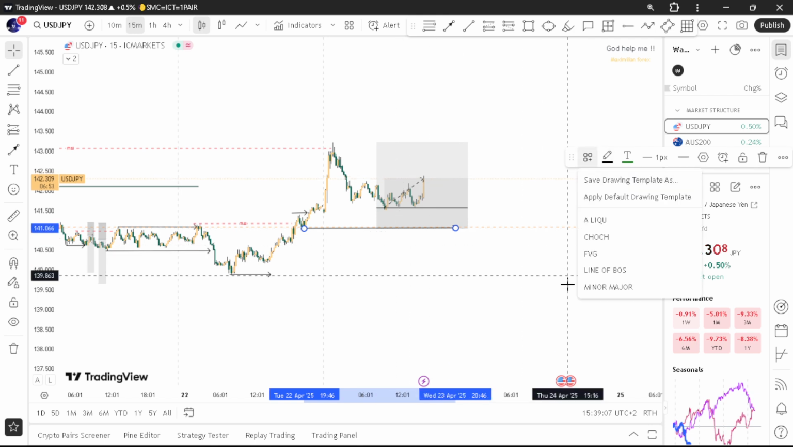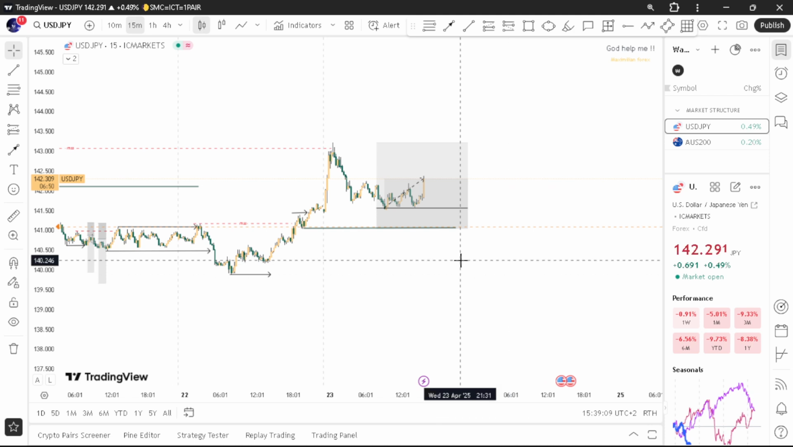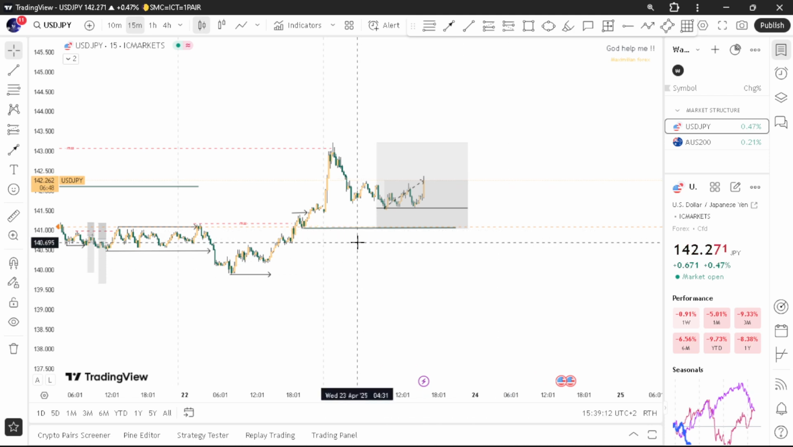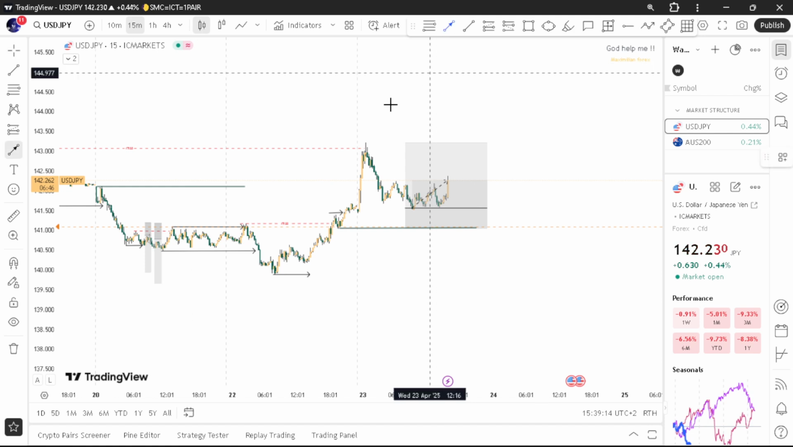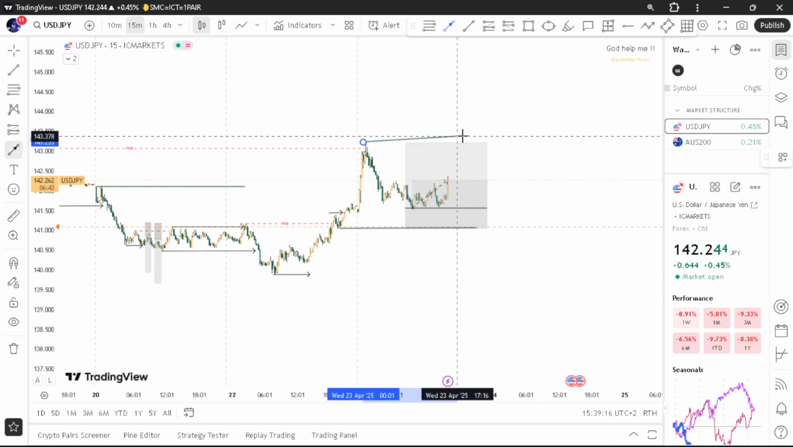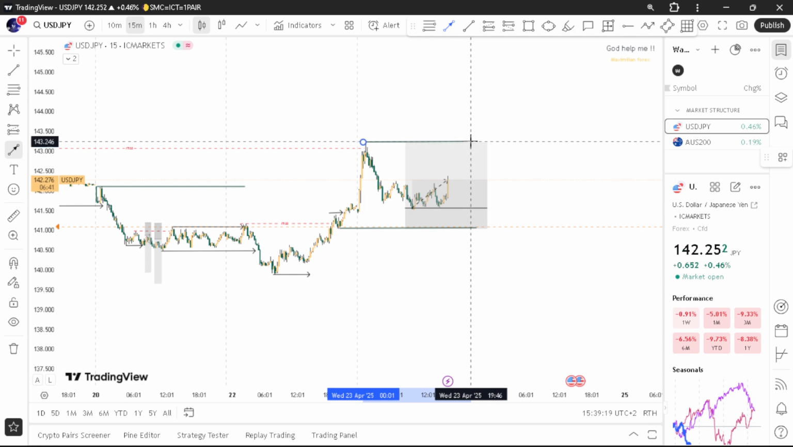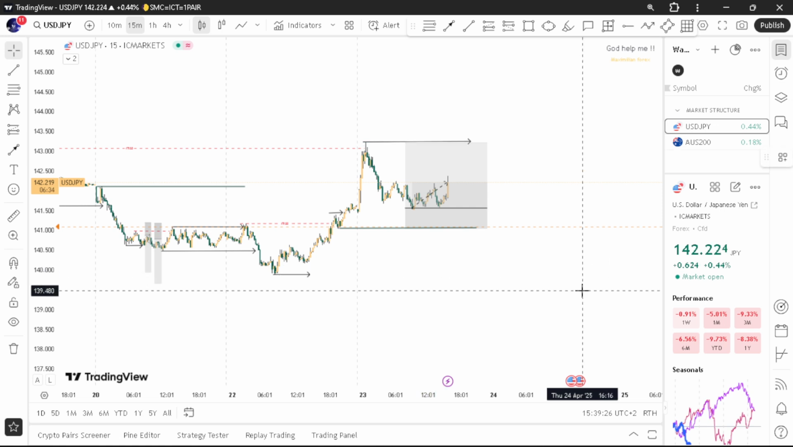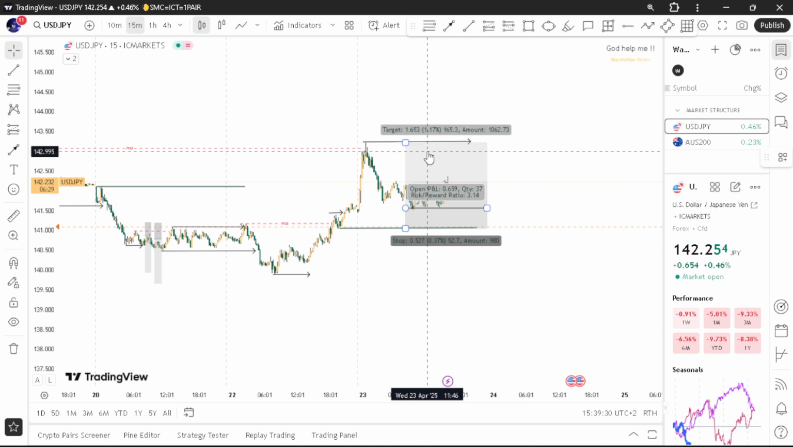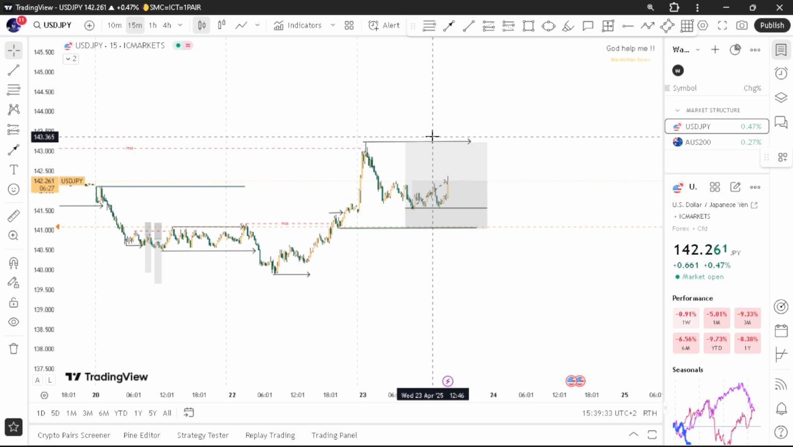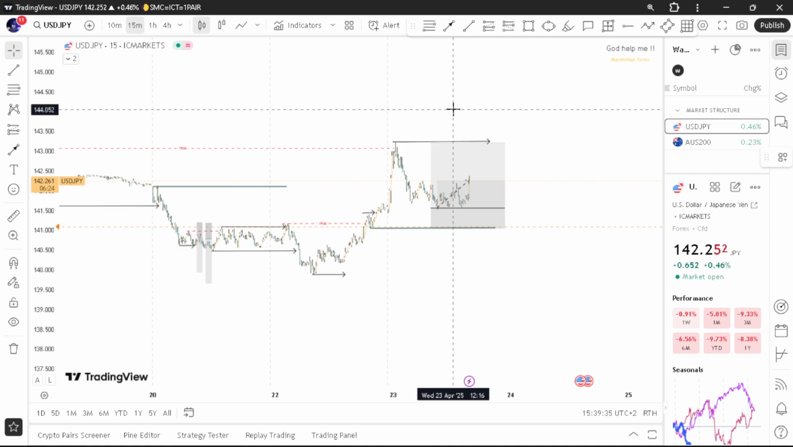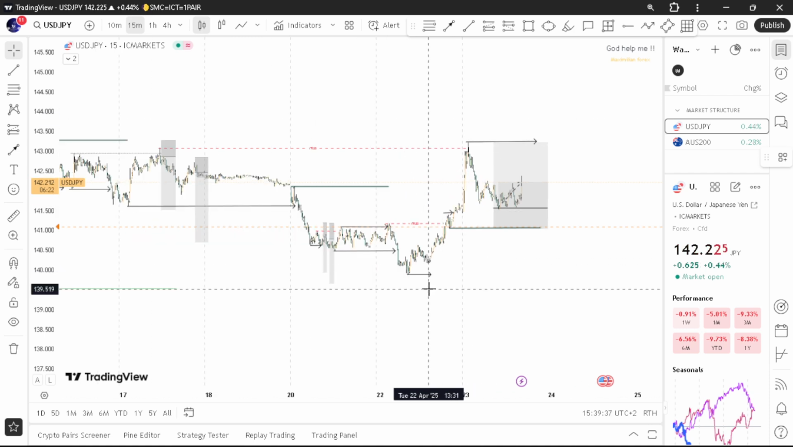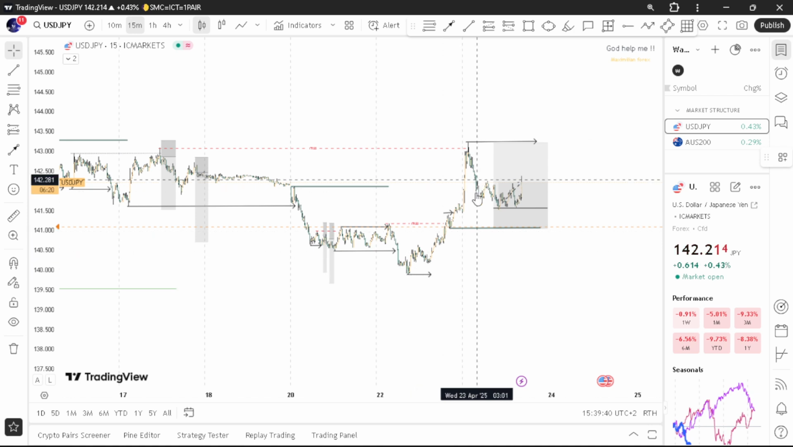Since here is my point of target, here is the external range liquidity. So here is where I'm looking for the market to take out, right? Yes, that's where we are waiting for the market to take out. So you can see this line, right?